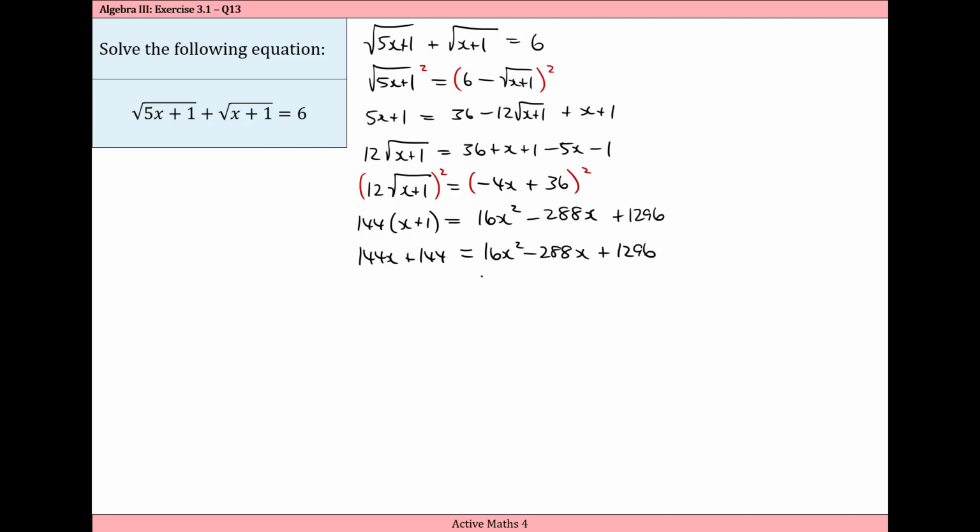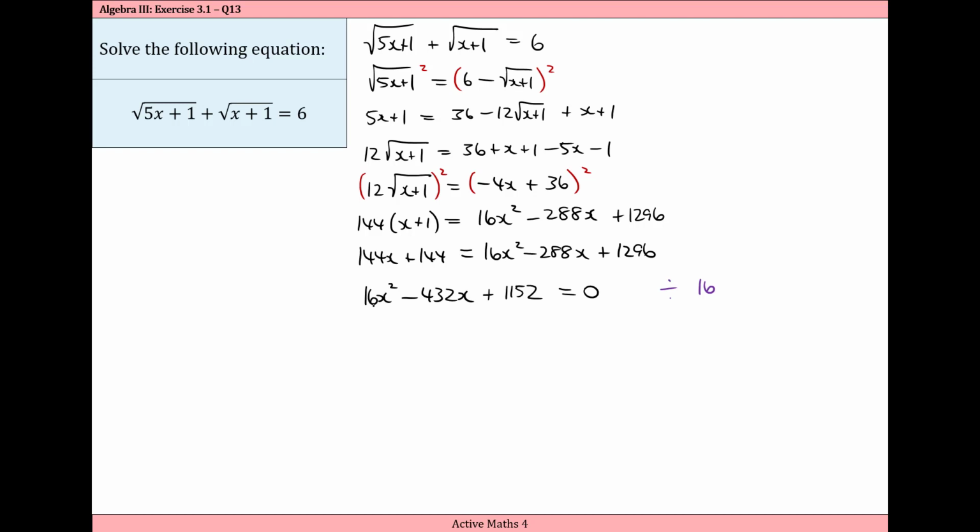I'm going to form a quadratic by bringing all of the terms to one side. So I have 16x squared minus 288x minus 144x is minus 432x. And then 1296 minus 144 is plus 1152. And this is equal to 0. All the terms are divisible by 16, so I'm going to divide across by 16 to make the factorization easier. We could always use the minus b formula, but where possible and we can factorize, it's a good idea to go ahead and do that.